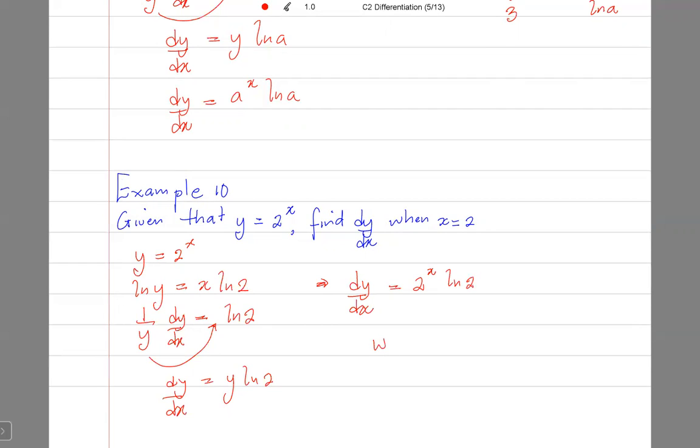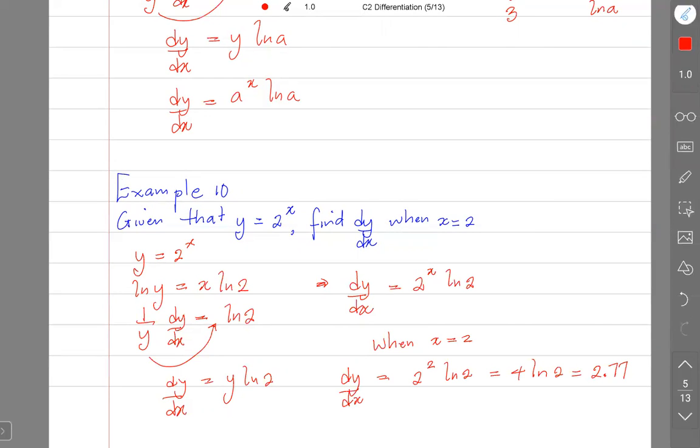Now when x is equal to 2, dy by dx is equal to 2 to the 2 ln 2, and this is 4 ln 2, which works out to be 2.77. All right, let's turn the page and see what's around there.